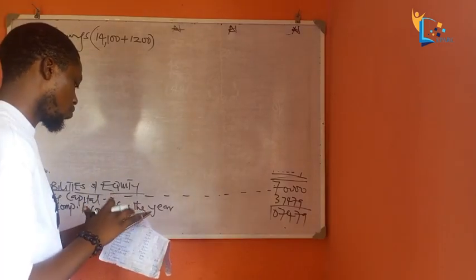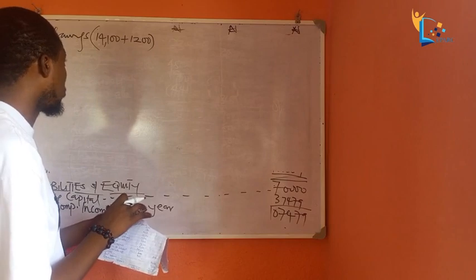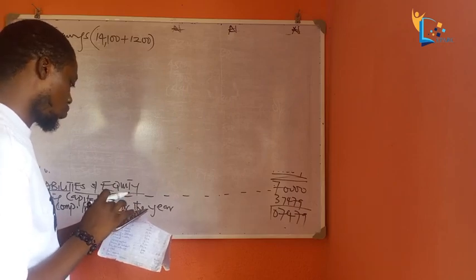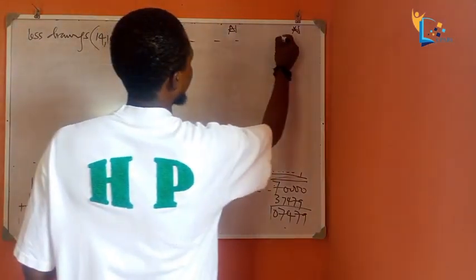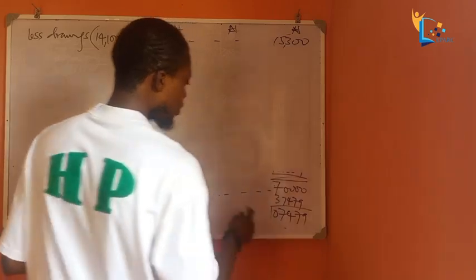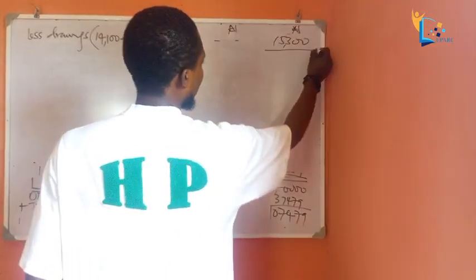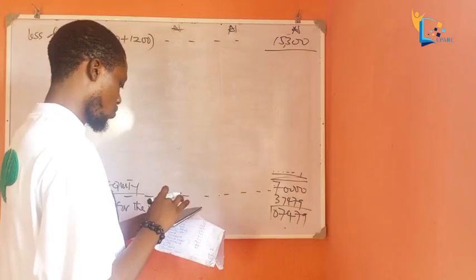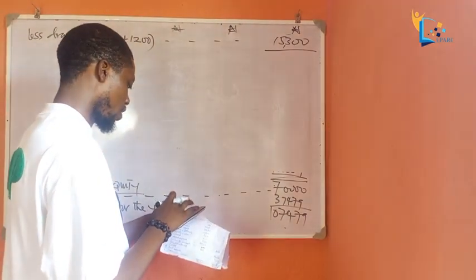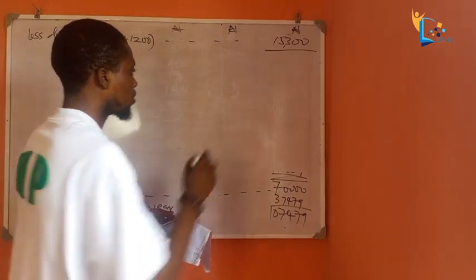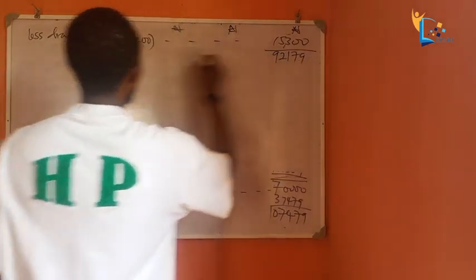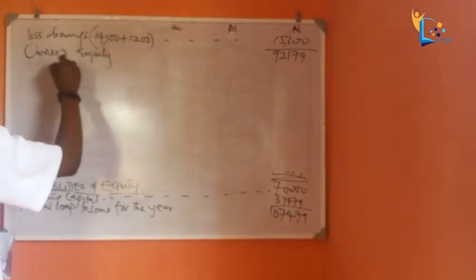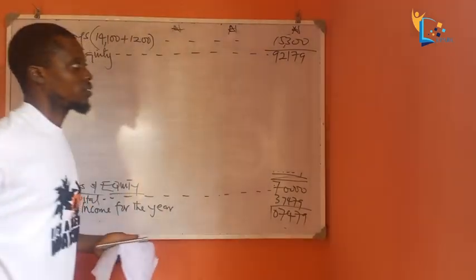14,100 plus 1,200 will give you 15,300. So when you deduct 15,300 from 107,479, it will give you 92,179. So this will be your owner's equity.